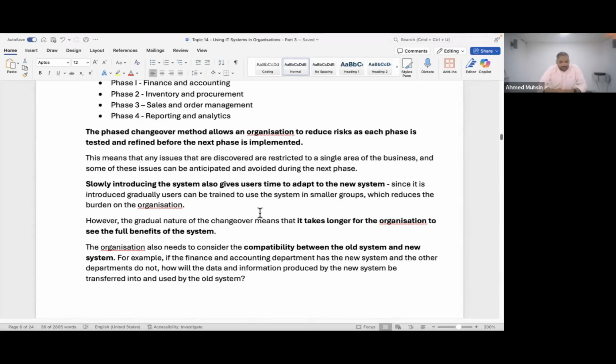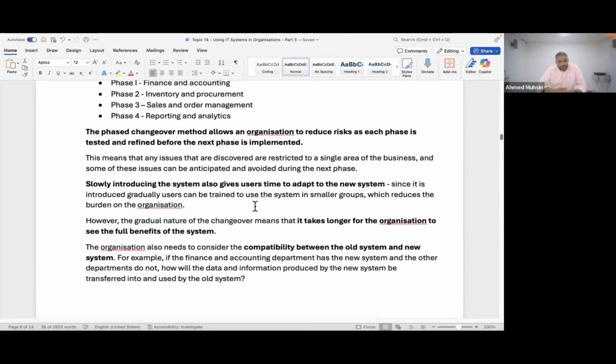Okay, however, the slow change, the gradual nature of the changeover means that it takes longer for the organization to see the full benefits of the new system. You understand that? When it comes to phase changeover, guys, do you get to immediately see all the benefits of your new system? Answer is no. It's being implemented gradually, no. So you have to wait until it is implemented across the whole company for you to start seeing its benefits. Okay.